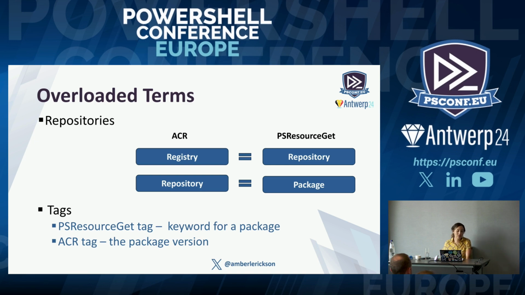And then the second overloaded term that we have is tags. So a tag in PSResourceGet refers to the keyword or the label that authors can assign to their modules to categorize and describe the content. And it's meant to help with the discovery and understanding more about the context of a package. In ACR, the label is actually used to identify a specific version of an artifact. So tags are part of the naming convention, and it just allows you to manage and version and differentiate between the different iterations of an artifact.